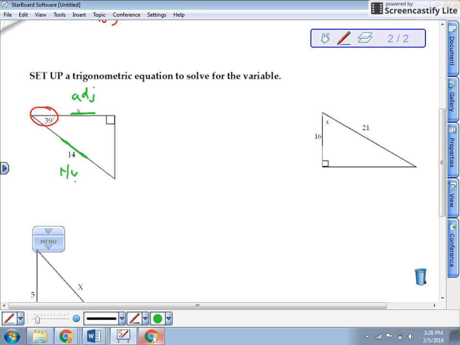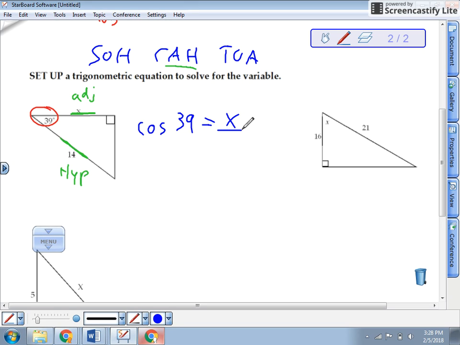All right, so which one am I going to use? Well, remember, SOHCAHTOA. There's our phrase. Adjacent, hypotenuse, that's right here. That's cosine. So I'm going to say the cosine of 39 equals adjacent, which is x, over the hypotenuse, which is 14. And then we're going to solve.